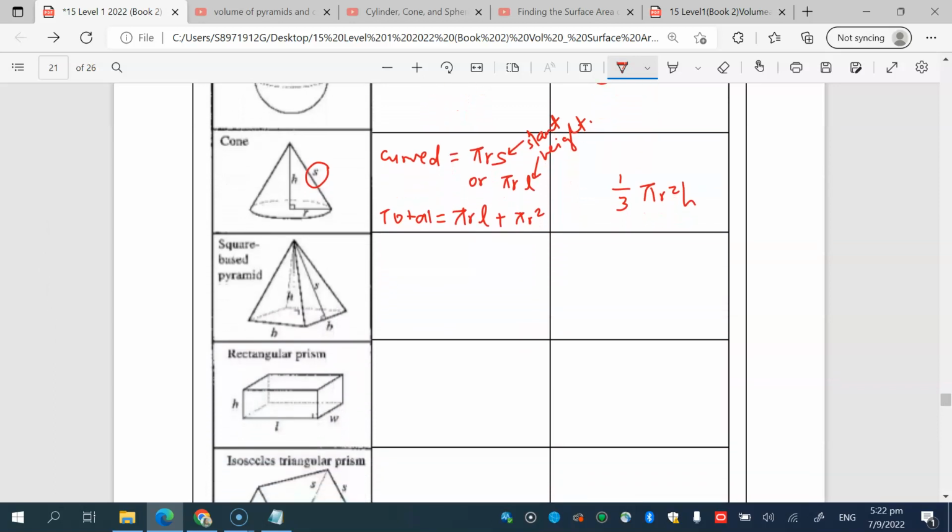Okay, same thing for pyramid. Remember, the volume is 1/3 base area times height. So the base area in this case, since it's a square, it will be 1/3 b square h. And the surface area will be b square, you need the square here, plus 4 times the triangles. So it's 4 times half times base times height. So that's b times s. Okay. All right.